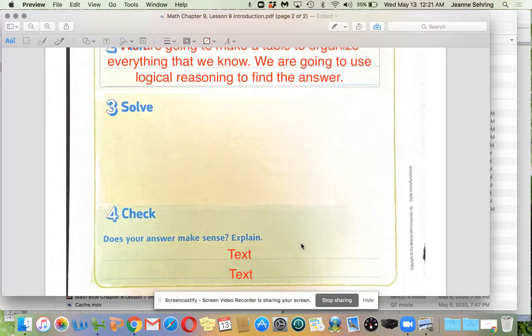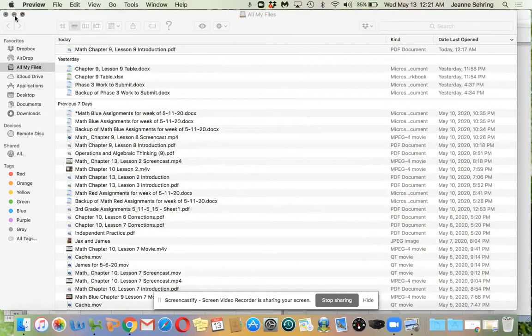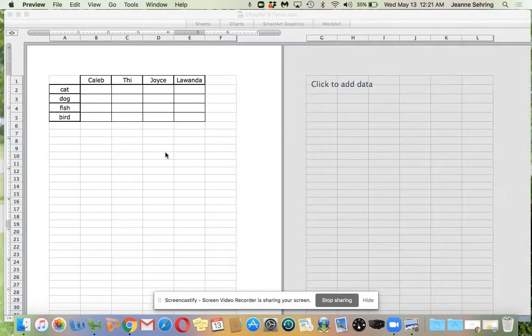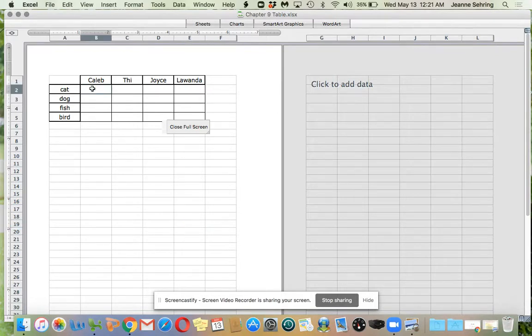All right, so let's look quickly at a table. I'm going to put that down, and let's look at this table. I can't make it on the page 552 because that program won't let me do it, so I'm going to make it here. We know from the problem that Caleb does have a cat, right? Which means Caleb does not have a dog, Caleb does not have a fish, and Caleb does not have a bird. Correct?